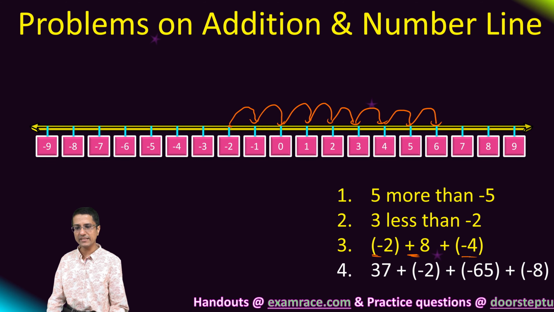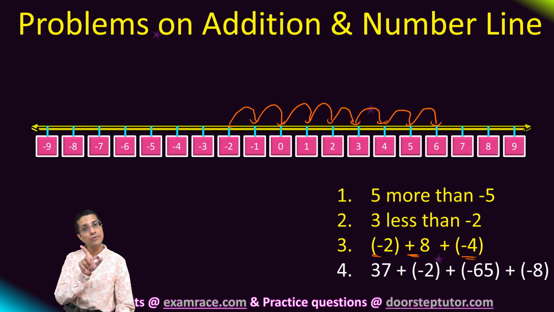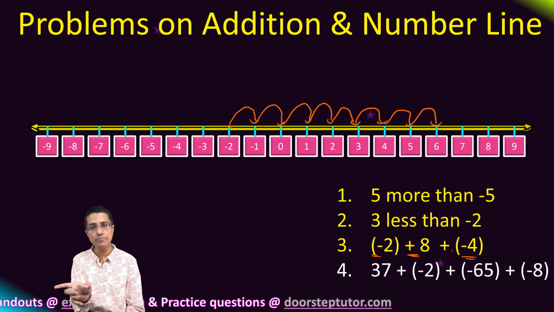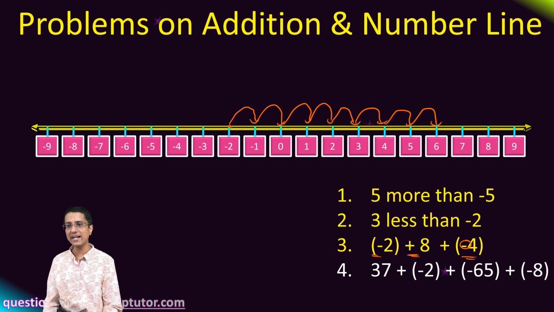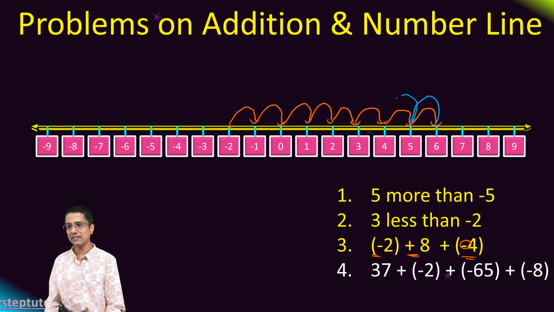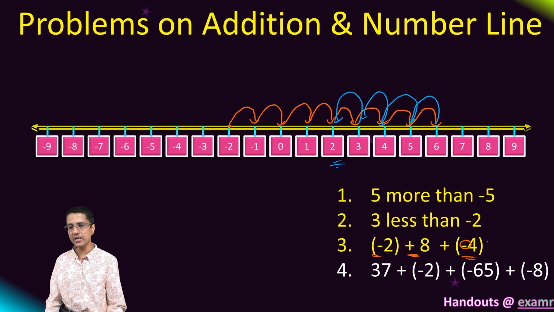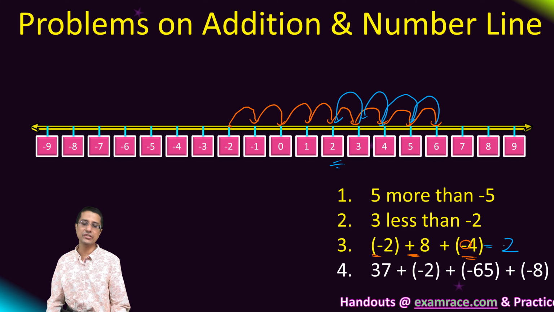Now from 6, we have to again jump 4, in which direction? Because 4 is negative, we have -4 here. So we go left, so we go back. So we do 1, 2, 3 and then 4 and we end up at number 2. So the answer in this case is just 2.